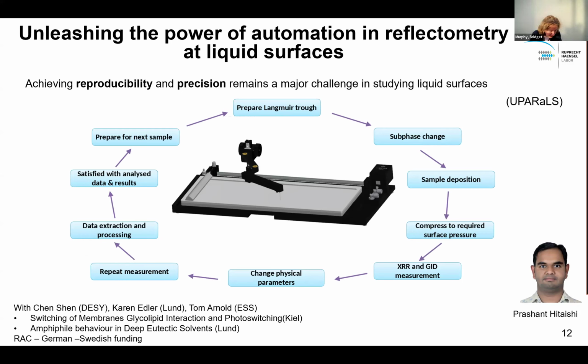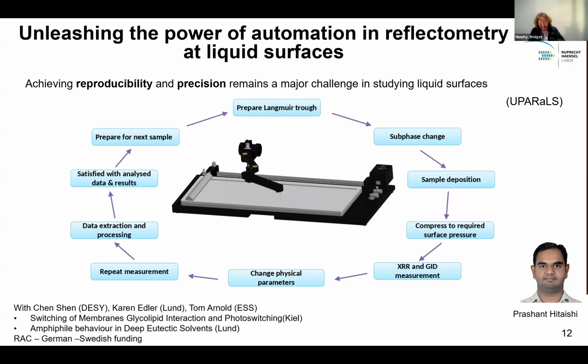This is a collaboration with Chen here at DAISY, and also together with Karen Elder at Lund and Tom Arnold from ESS. It's a joint German-Swedish partnership where we got funding to work on what we call our Uperals project, achieving reproducibility and precision in measurements. And we want to be able to do a direct comparison between the X-ray and the neutron experiments. In this project, what we are focusing on, on the X-ray side, is the switching of glycolipid membranes.